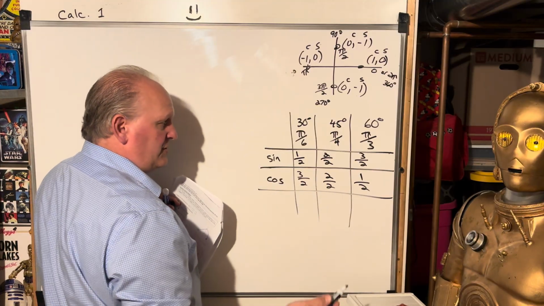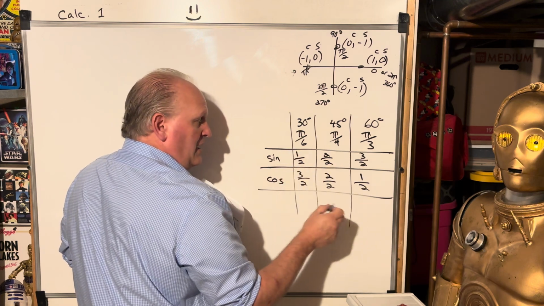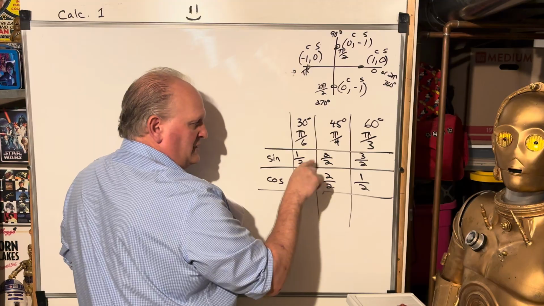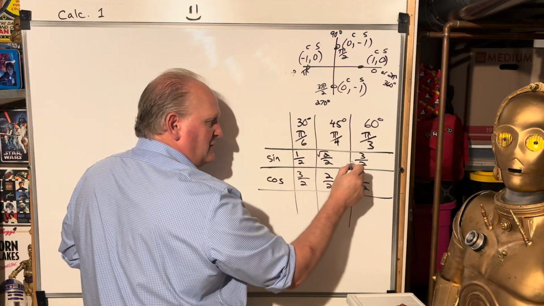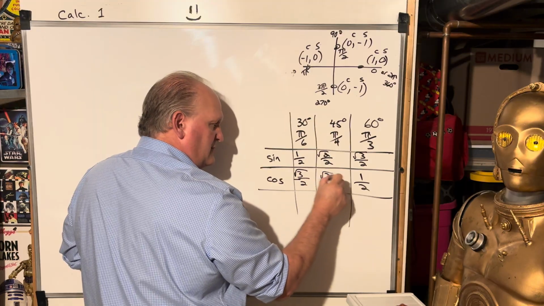And then you throw a square root in the numerator, just the numerator of everything. The square root of 1 is just 1, so that's just going to stay 1/2. But that's the square root of 2 over 2, that's the square root of 3 over 2, that's the square root of 3 over 2, that's the square root of 2 over 2.